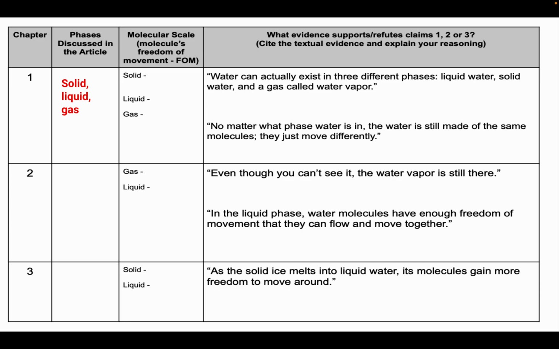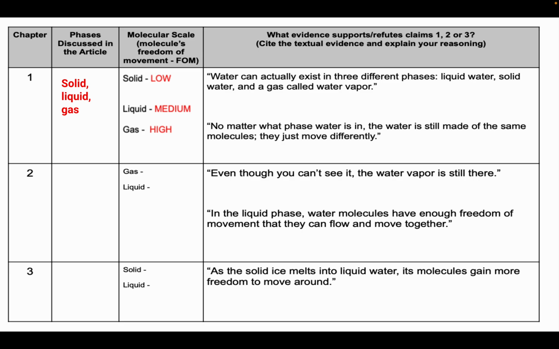The next column is asking about the molecular scale. What's going on? What's the freedom of movement, FOM? And so in this article, we saw that the freedom of movement for a solid was really low. There's not a whole lot of freedom for those molecules to move around. Liquid was kind of medium, and then the gas, the freedom of movement is high. Those molecules are able to move around. They're able to move away from each other. Remember, think about what we did in the sim, and you can almost see in your mind's eye how those molecules are moving.